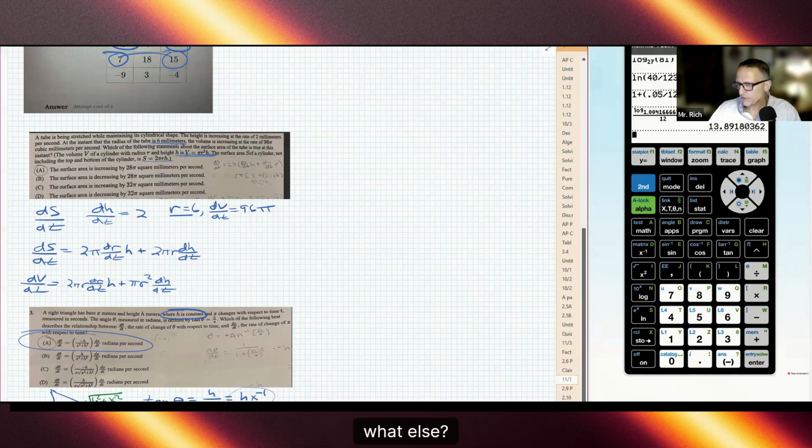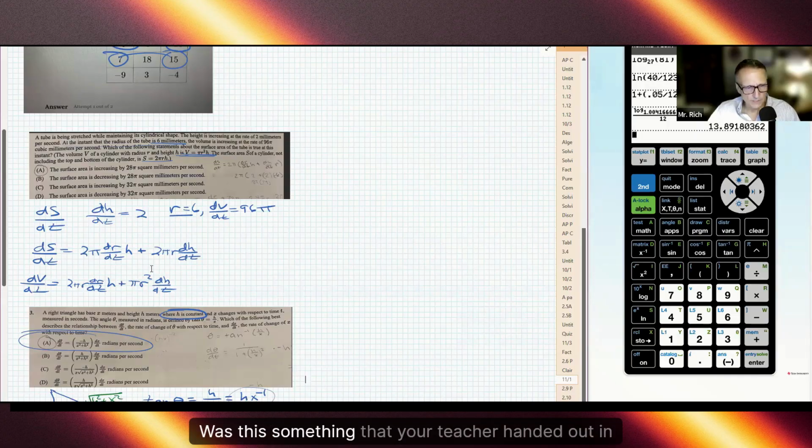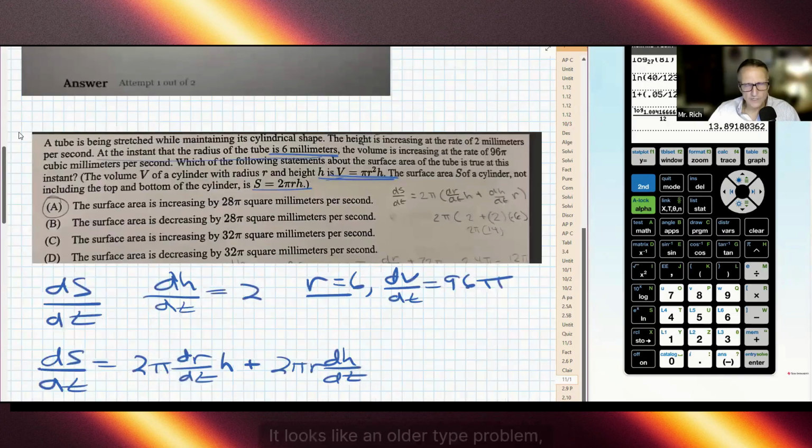Okay, students, what else? Where'd you get this problem, Taylor? Was this something that your teacher handed out in class? It looks like an older type problem, but is it AP Classroom? Yeah. Okay, I'll figure it out.